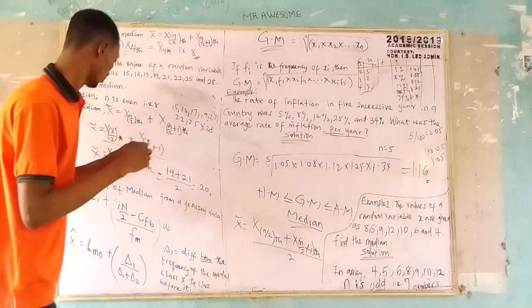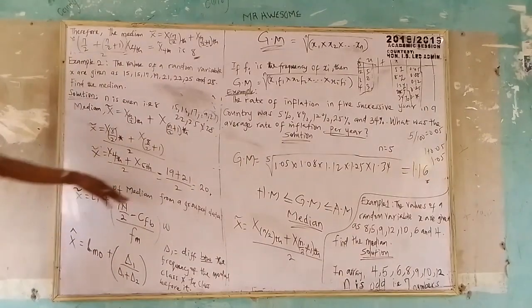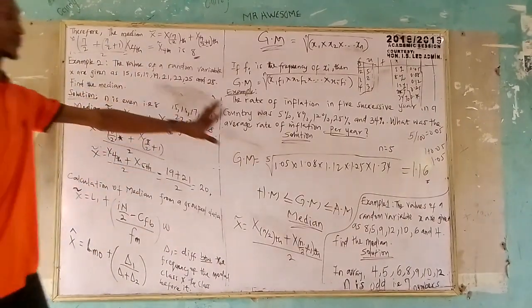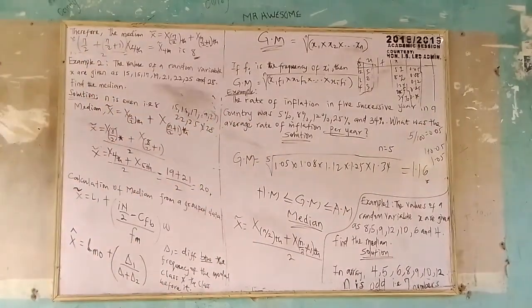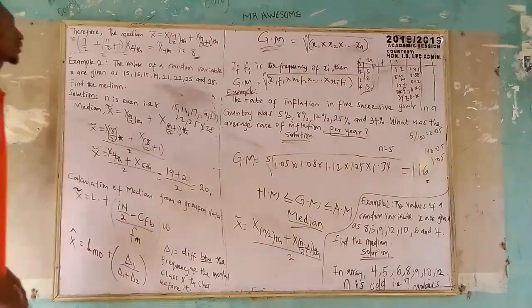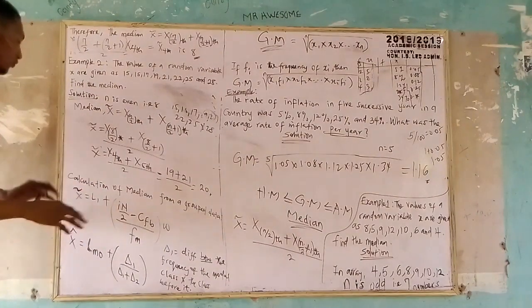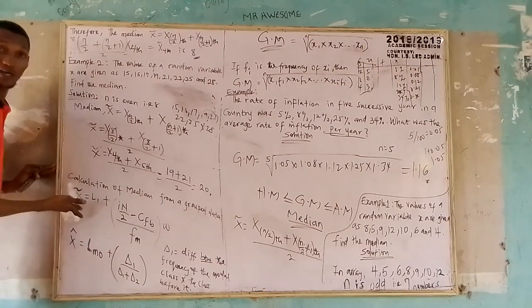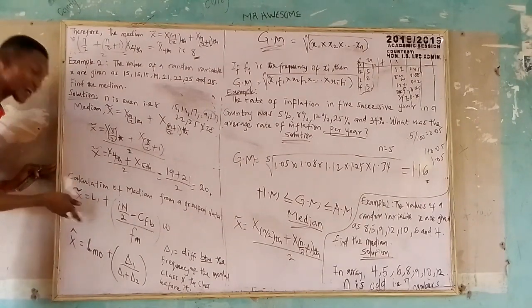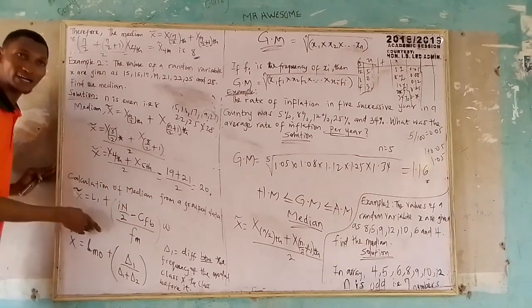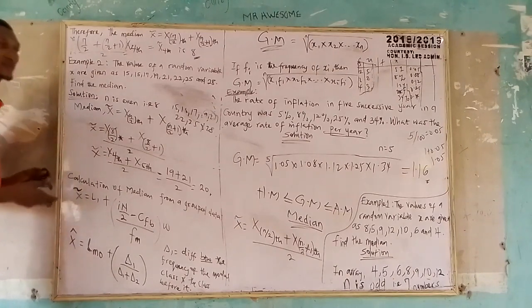Right? Do you understand? So now we go to calculation for group data. Now we want to calculate for group data. Group data means you have the table, which we're going to do now. Okay. We use this formula. Let's go. Your N over 2, the median is what? Lower class boundary of the median.